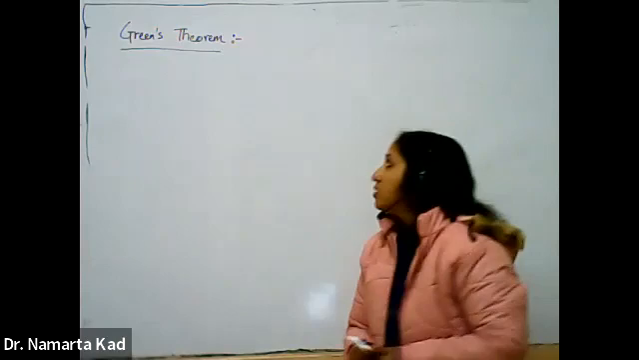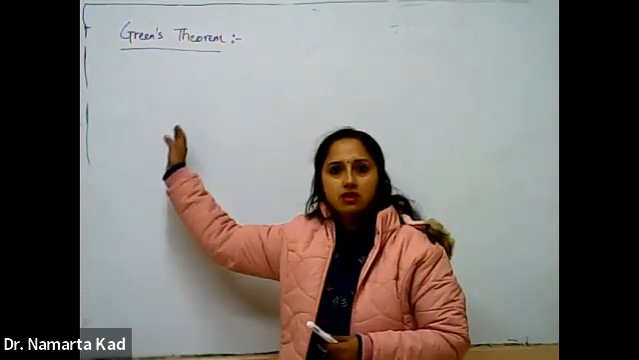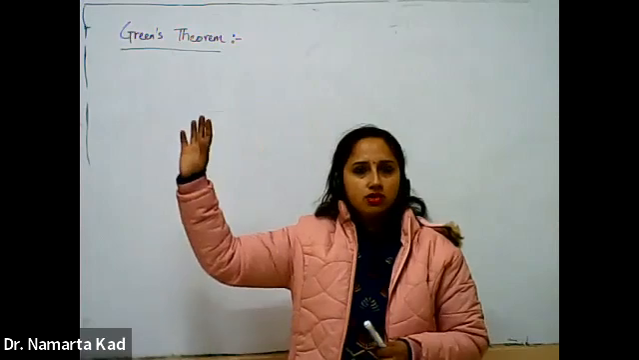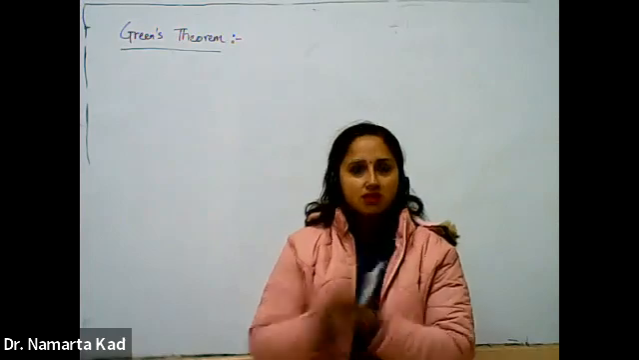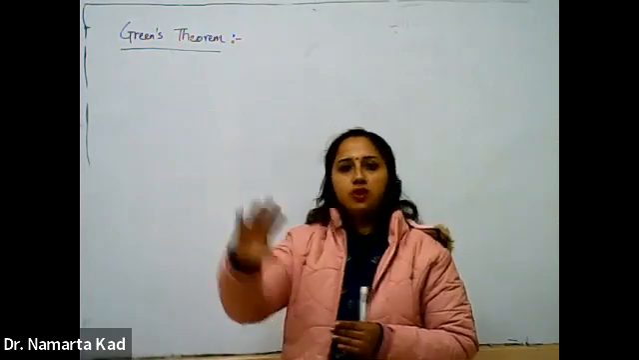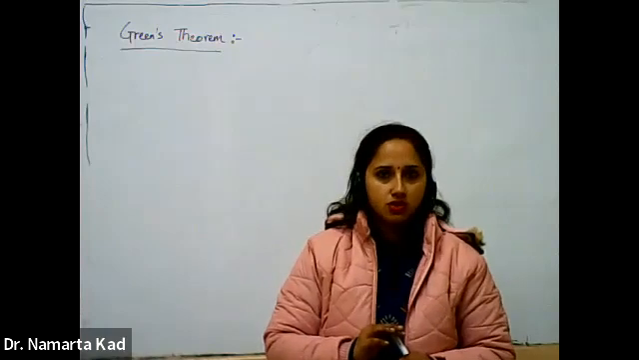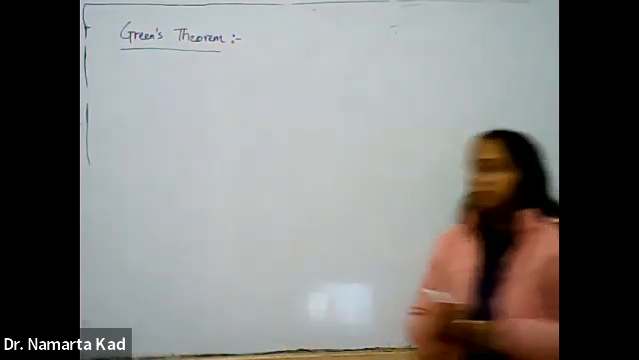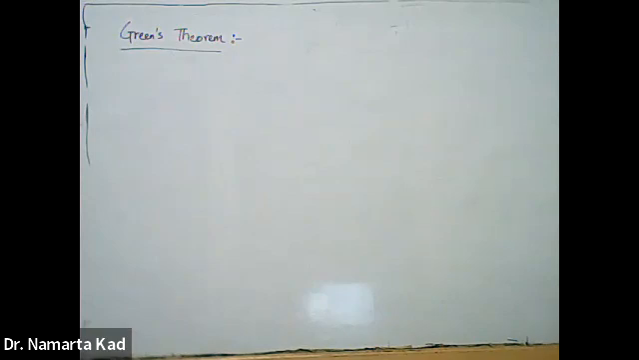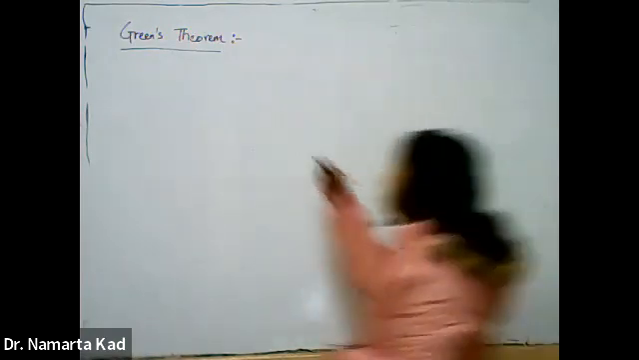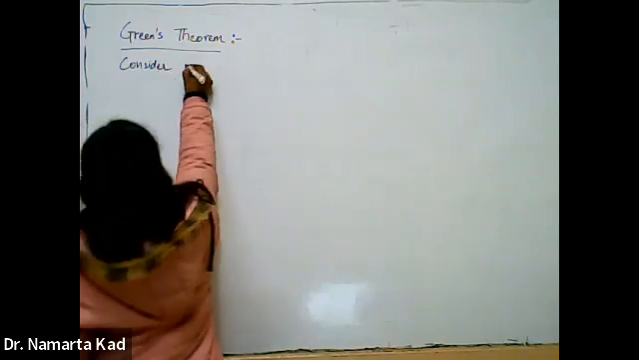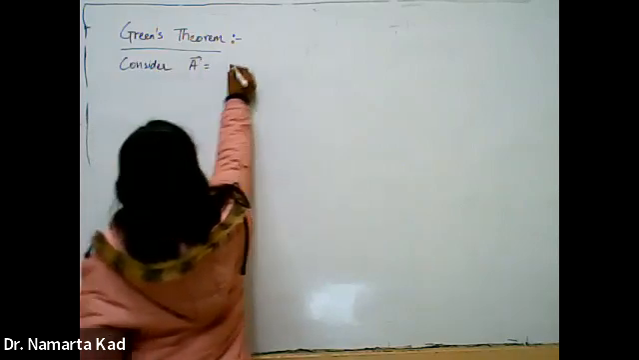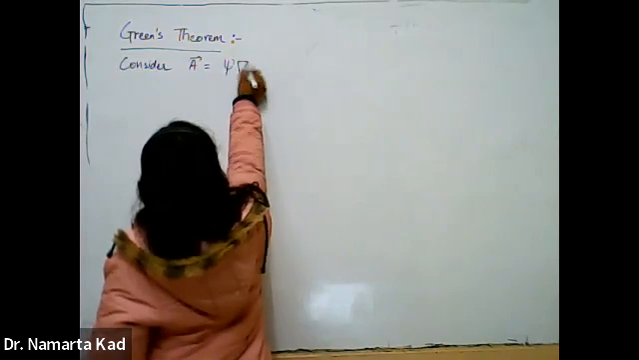Now let's start with the next theorem, that is Green's theorem. For Green's theorem, a direct proof will start, and from that proof some results will come, which will be called the final results for Green's theorem. So let's start with Green's theorem. Consider any A vector, consider A vector is equal to psi del phi.